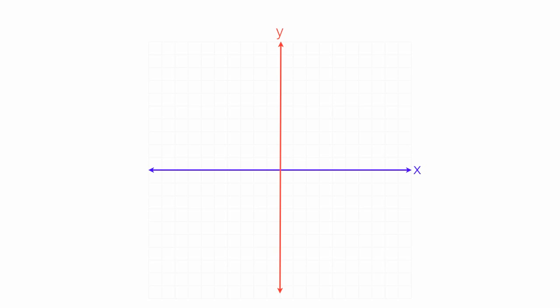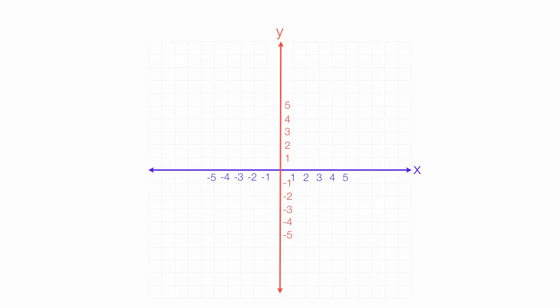Going to the right on the x-axis is positive numbers, so it would be plus 1, plus 2, plus 3. Normally we don't have the plus sign, we just say 1, 2, 3, 4, 5. Going the other way, it's negative 1, negative 2, negative 3, negative 4. Going up on the y-axis, it's 1, 2, 3, 4, 5, kind of like that. Going down, it's negative 1, negative 2, negative 3, negative 4, negative 5. Should be negative 5. Right there.